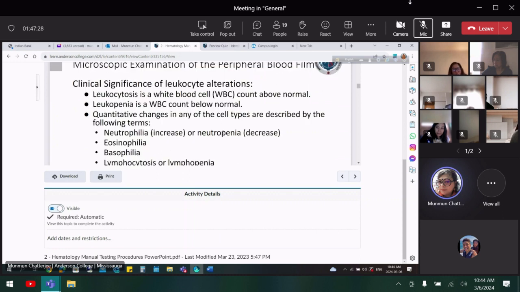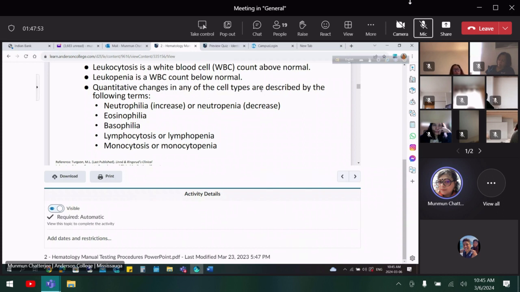Leukocytosis means generation of the white blood cells. So when it's above normal, it's called leukocytosis. Penia means low. So leukopenia is below normal count. Quantitative changes in any of the cell types are described by the following terms. Neutrophilia means increase. Neutropenia, this we have already discussed yesterday, is decrease. Eosinophilia and basophilia.